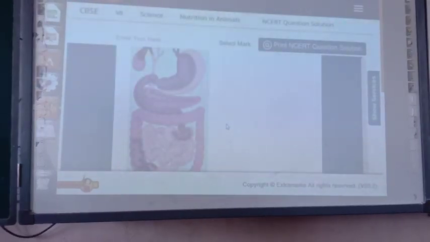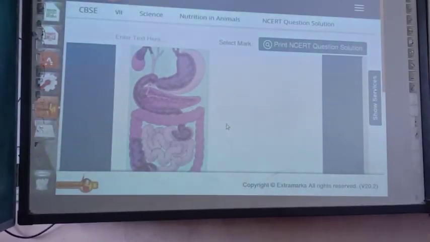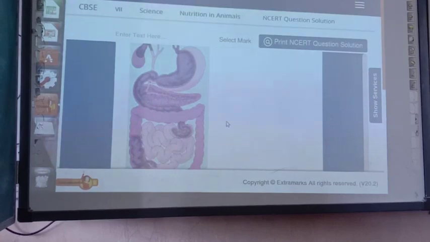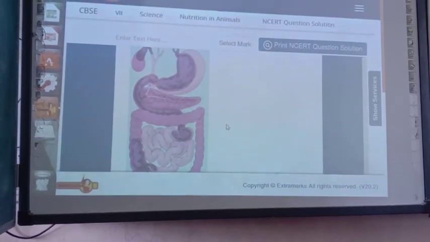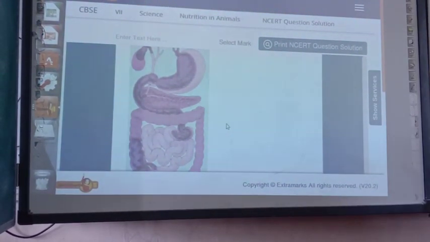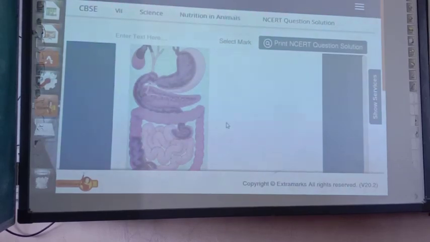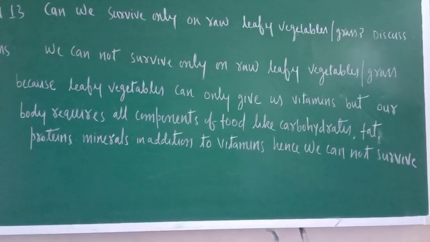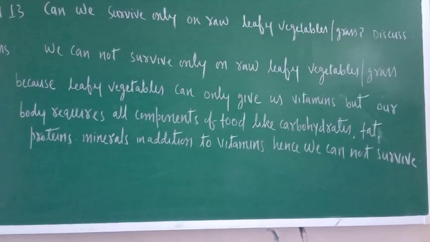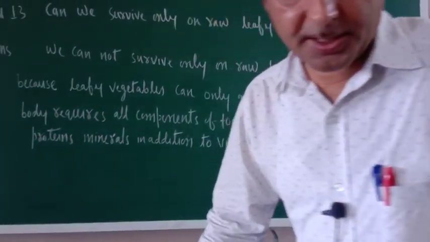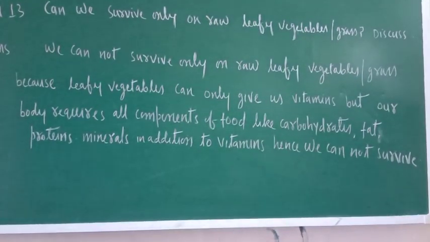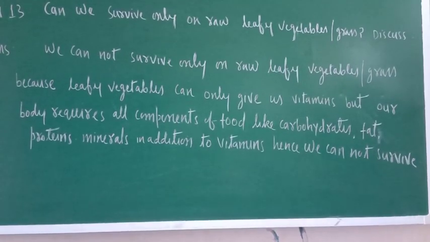Okay, you can label this one because already you have seen the diagram. So in this way, almost all the questions of the NCERT exercise are completed. Okay, so there is one more question of the NCERT book, that is question number 13.